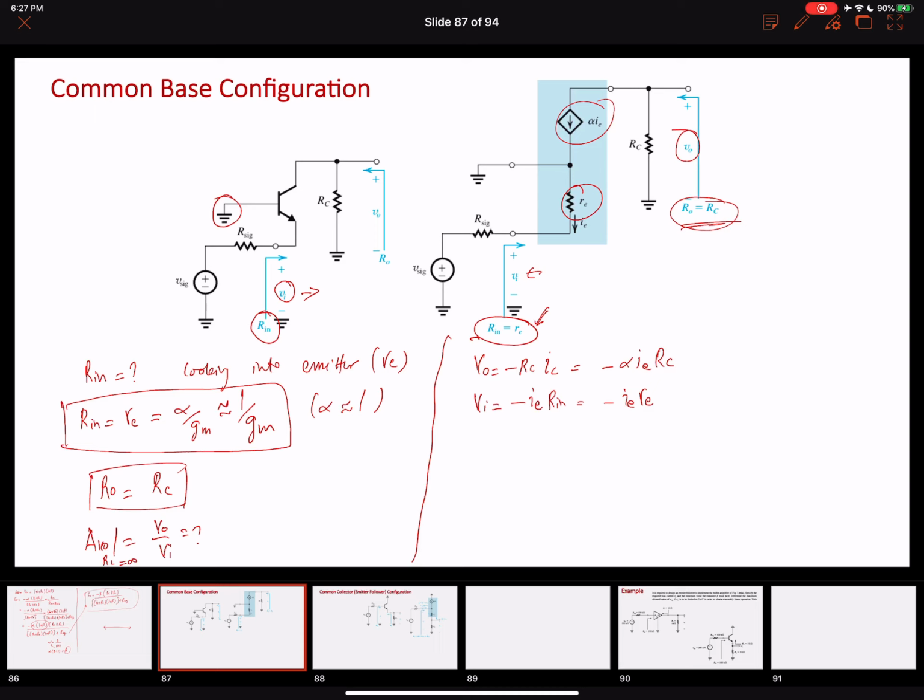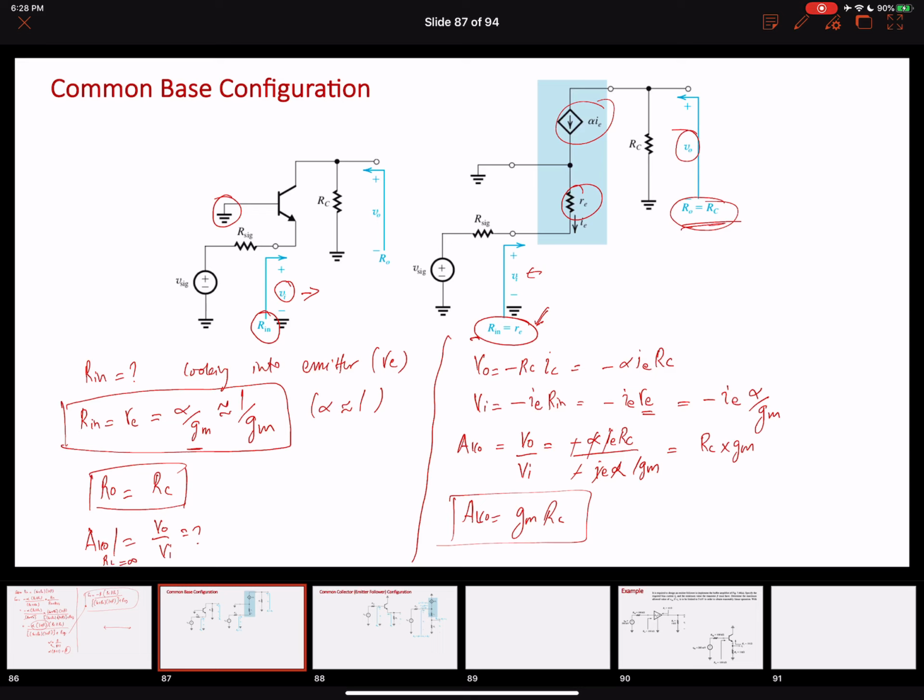Now what is the value of small re? It is alpha over GM. So it will be minus IE into alpha over GM. So I ended up finding the value of VI as well. So AV naught, when no load resistor is connected, V naught over VI, is minus alpha IE RC over minus IE alpha over GM. So minus alpha IE cancels, and this comes out to be RC into GM. So the open circuit voltage gain AV naught equals GM into RC. Okay, great, so we ended up finding the open circuit voltage gain.